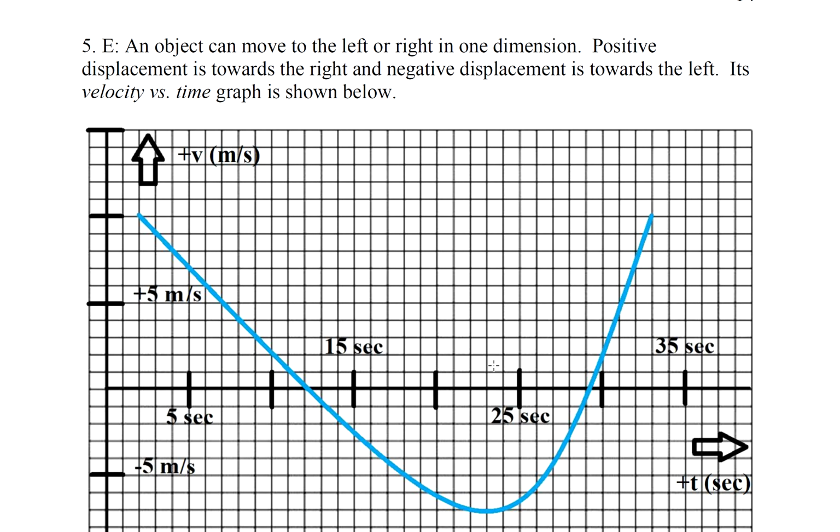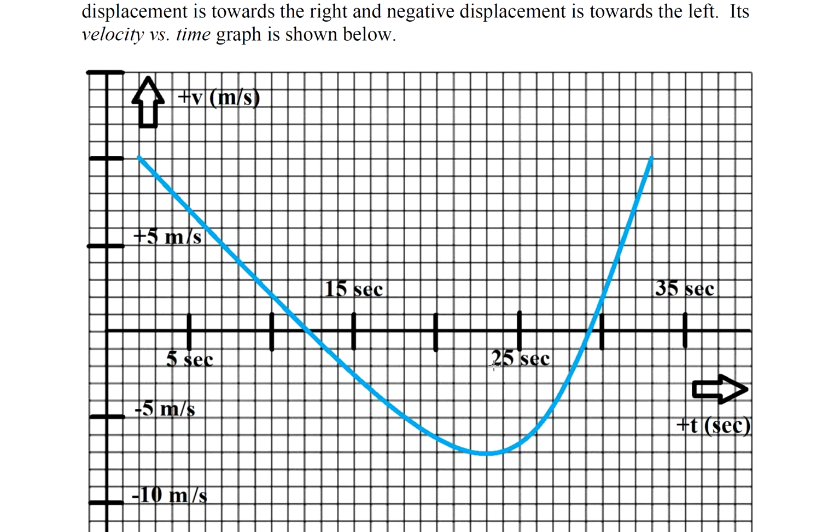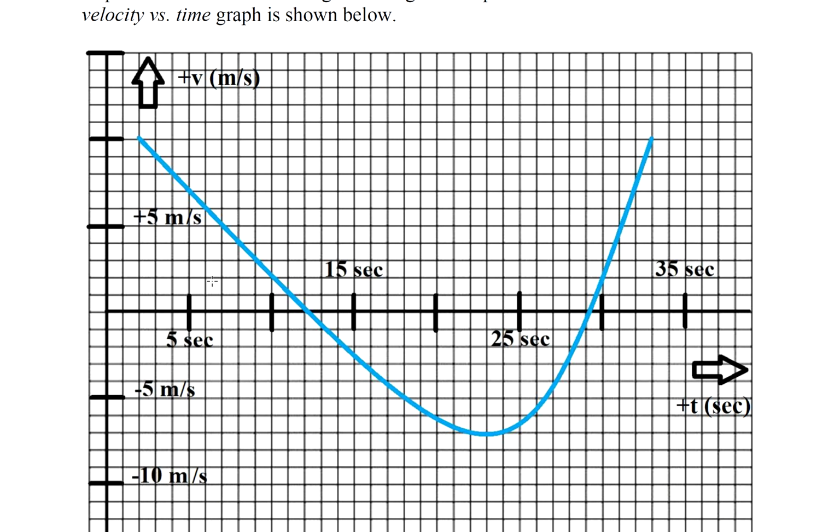So this is also a velocity versus time graph. An object can move to the left or right in one dimension. Positive displacement is towards the right and negative displacement is towards the left. Its velocity versus time graph is shown below. So you could see from 2 seconds to 12 seconds, the slope is almost the same. And then from 12 seconds to like 23 seconds, the slope increases to 0. And then from 23 seconds to 33 seconds, the slope increases from 0 to something positive.